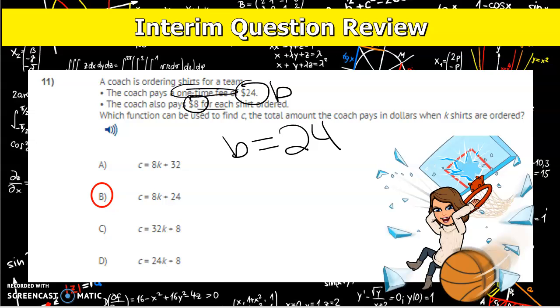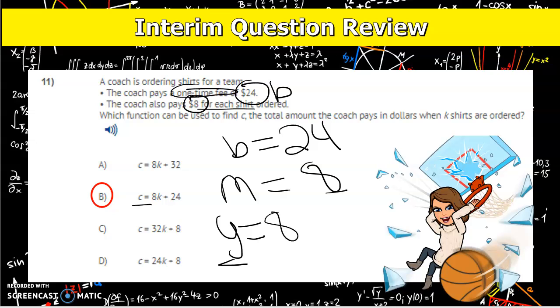Then it's $8 for each shirt ordered. So I can say $8 per shirt. So that is my slope. My slope is 8, okay? I can say y equals, because C is technically y, and then my slope is 8, so 8x, because K is technically x, and then plus 24, because that's my B, my one-time fee. So my answer here is B.